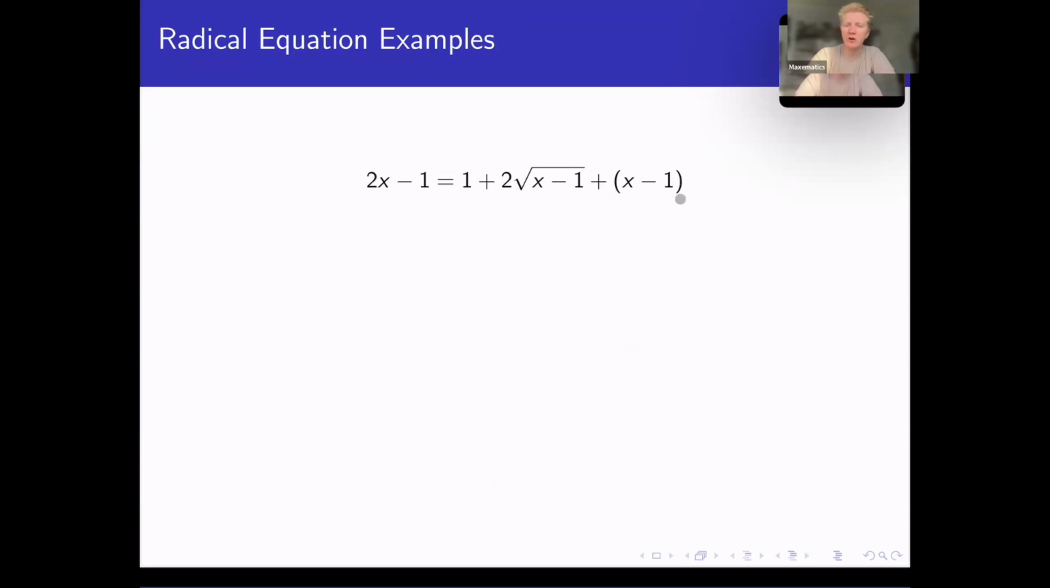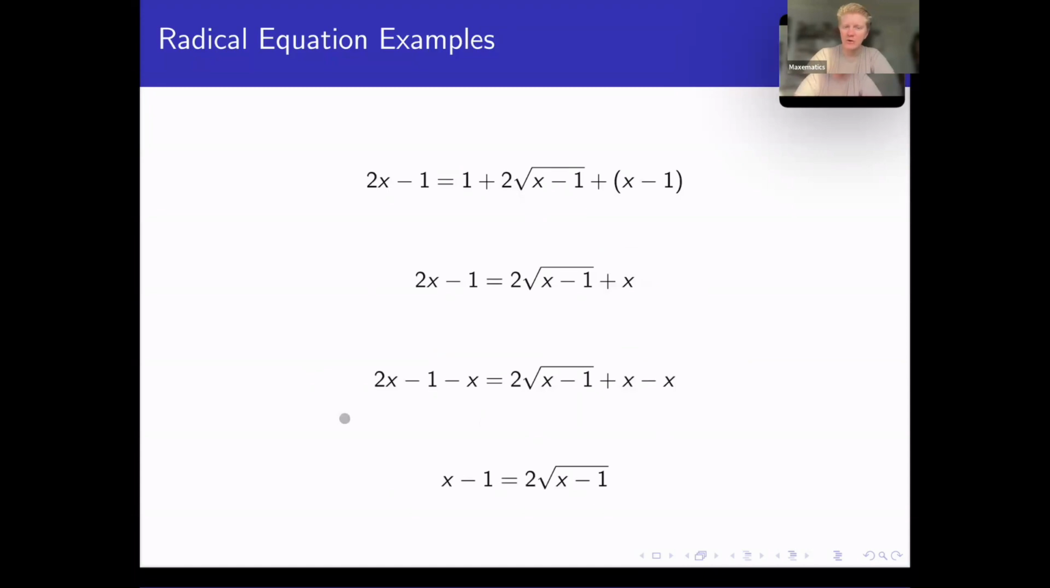All right, so lots of simplification we can do here. 1 minus 1 goes away. Let's bring this plus x to the left-hand side. Let's subtract it on both sides. 2x minus x is just x. And now the root is mostly all by itself.